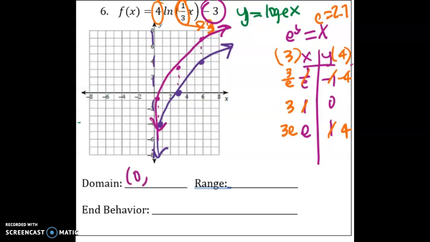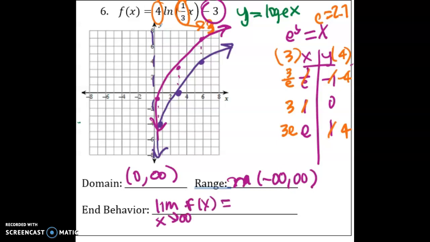So your domain is 0 to infinity. Your range is -infinity to infinity. And your end behavior, the limit as x approaches infinity of f of x is infinity. And the limit as x approaches the asymptote, so 0 from the positive end, of f of x equals -infinity. We'll pick up the back of this worksheet on part 2.